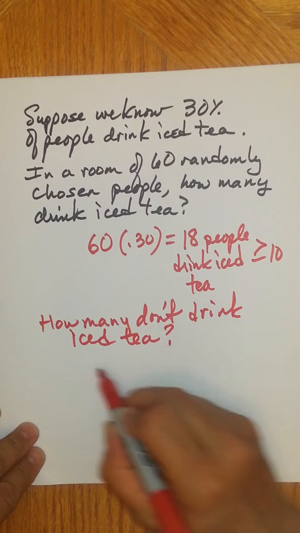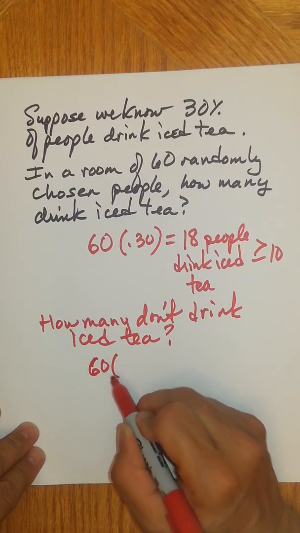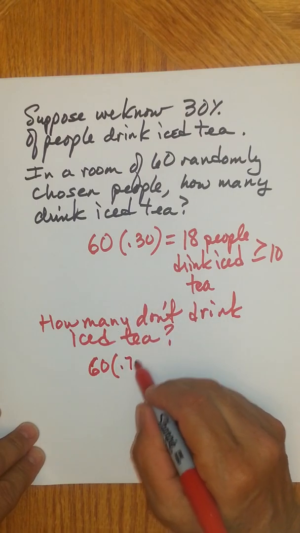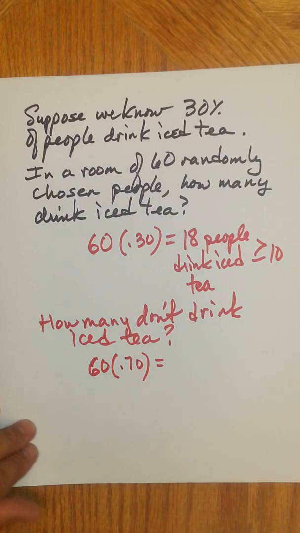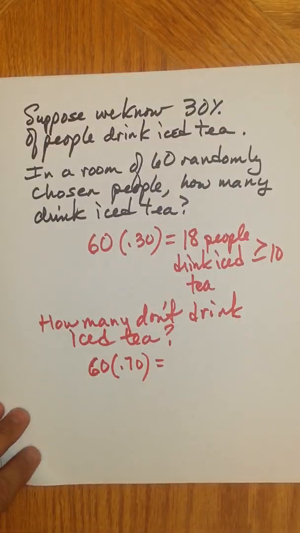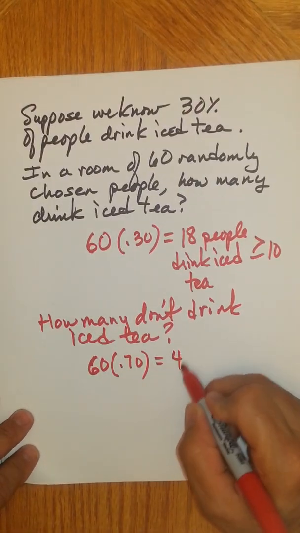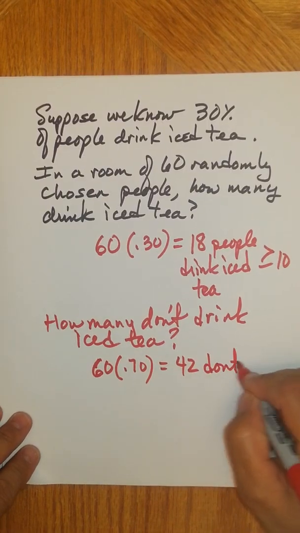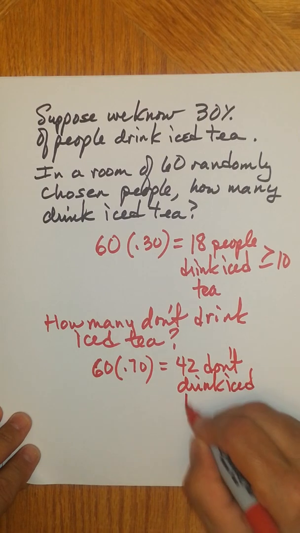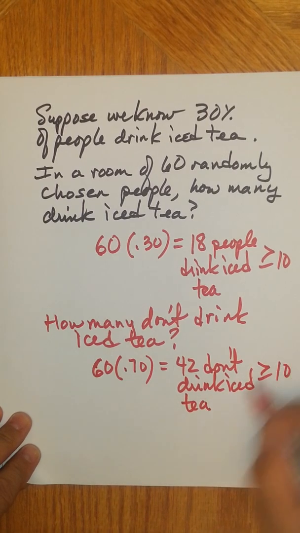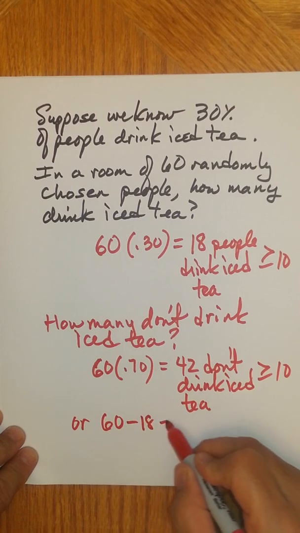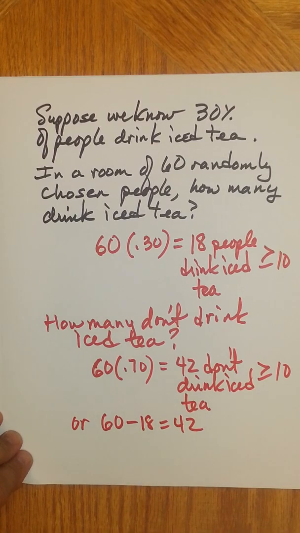In these 60 people? Well, you could do 60 times, well, if 30% do drink the iced tea, then 70% don't. And that's where you're getting the 1 minus p, right? And so then you get 42 who don't drink iced tea. That's greater than or equal to 10. Or you could have just done 60 minus 18, which would give you 42, right? You could have done it either way here.